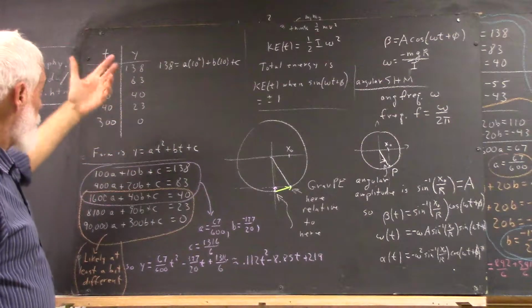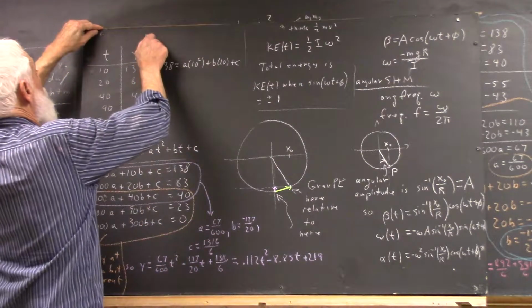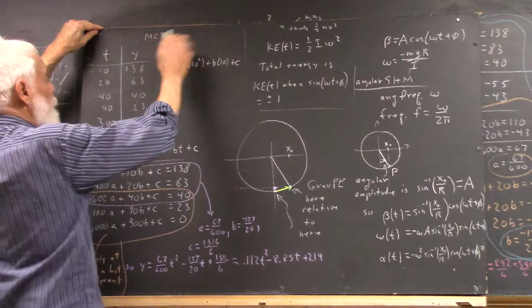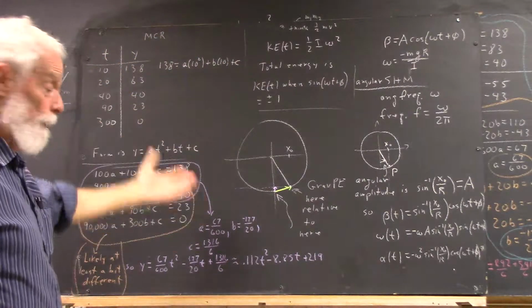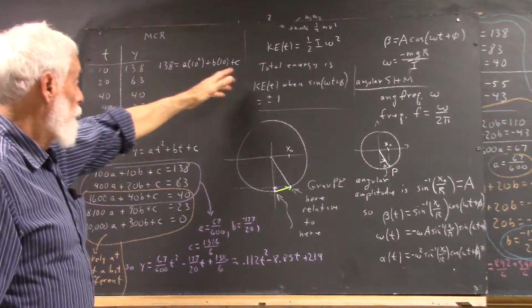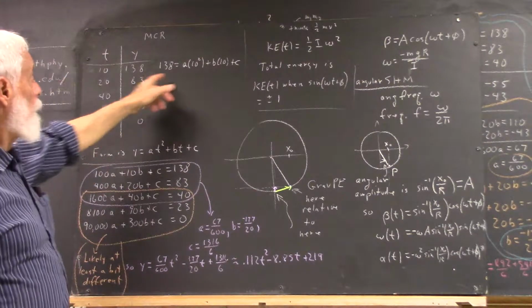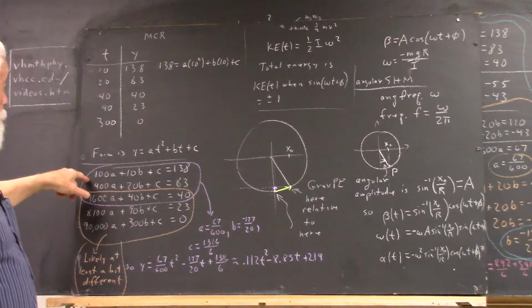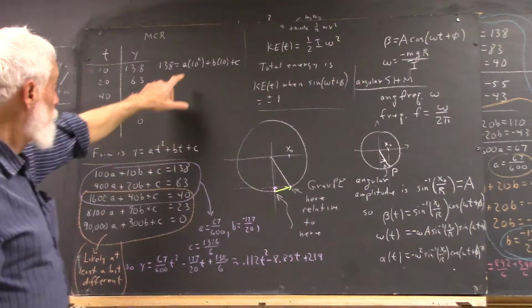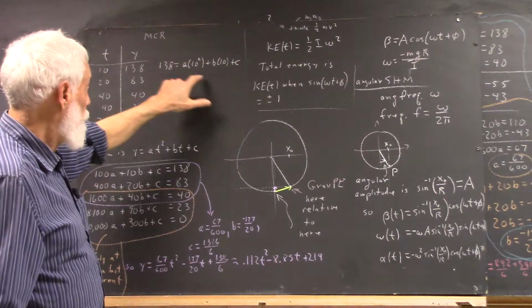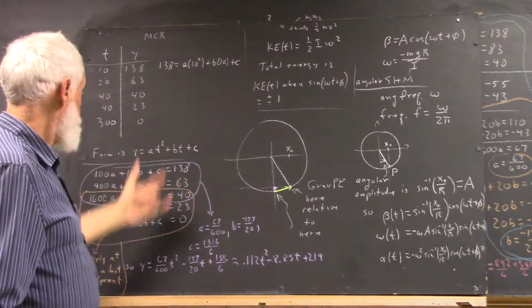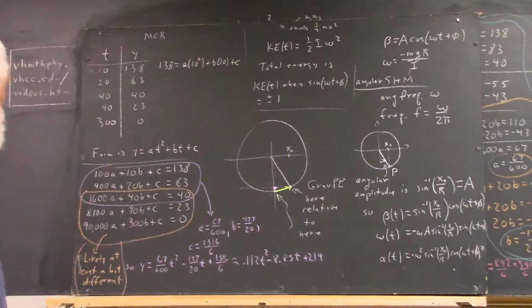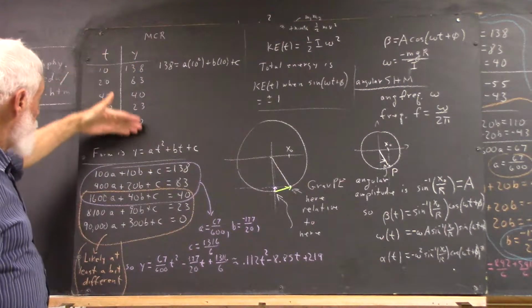Now this is from the MCR class, and people were very adept at doing this. They had no trouble writing out the equations. So this equation translates to this equation. All we do is square the 10 to get 100A, 10B, C, reverse the sides, and we get this equation. We do the same thing for every line.